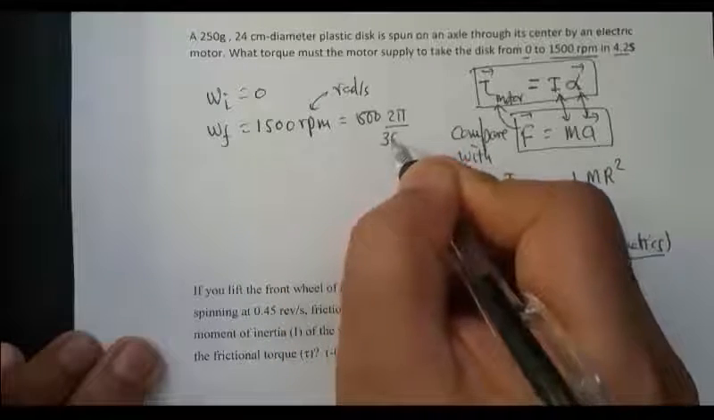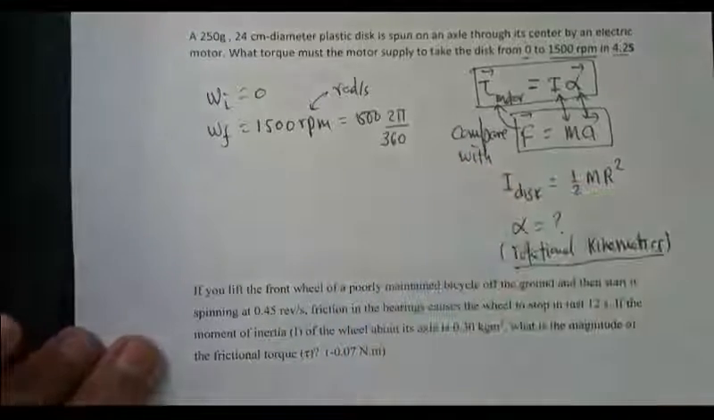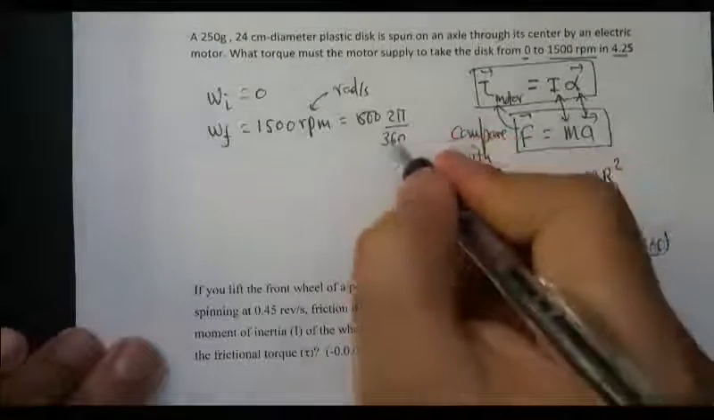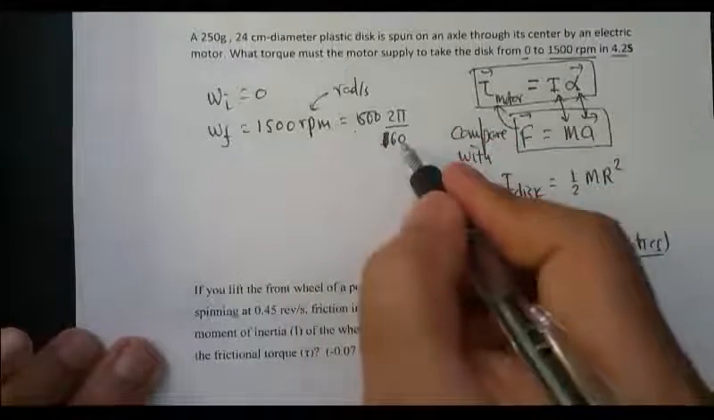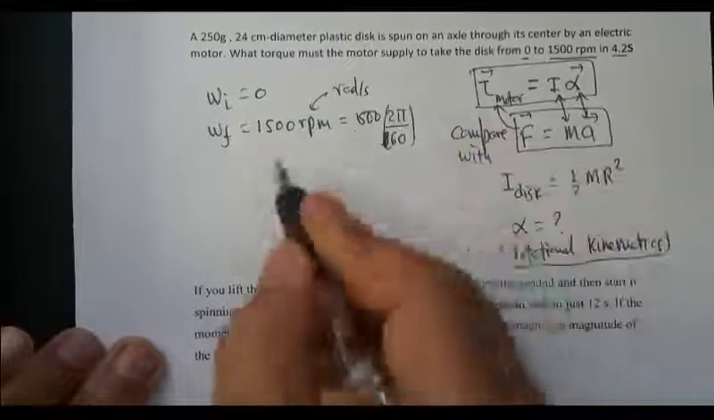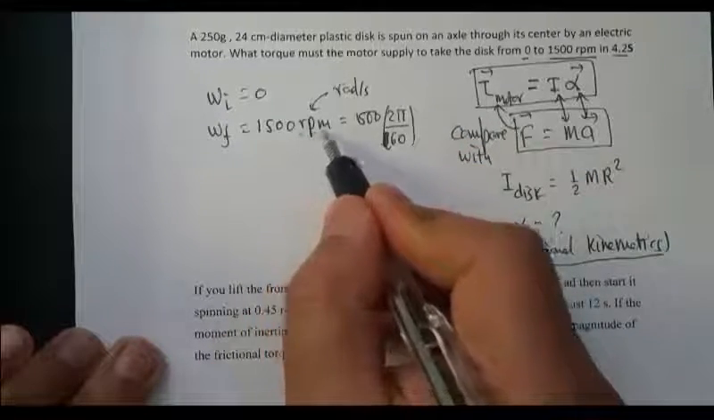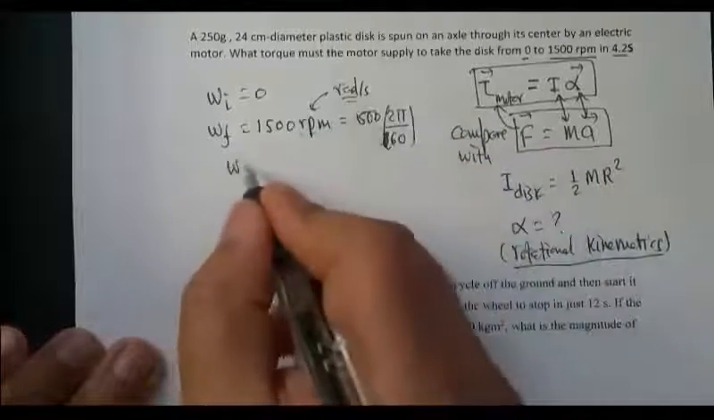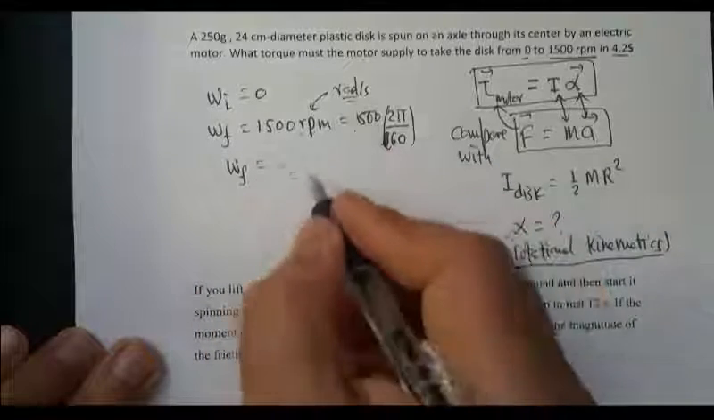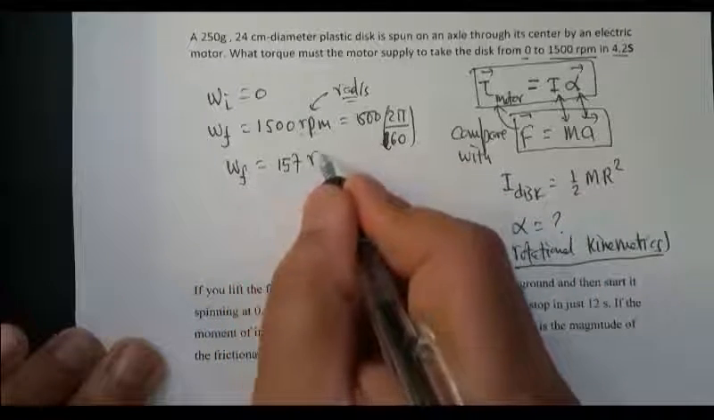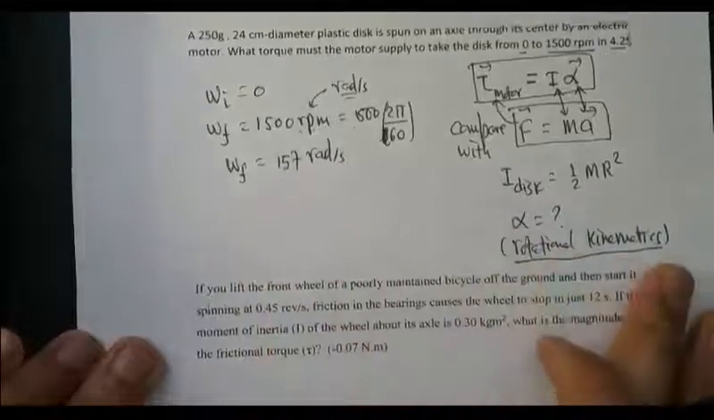divided by 60, because 1 minute has 60 seconds. Sorry, not 360, just 60. So that's how you convert rpm, revolutions per minute, to radians per second. So omega final, if you do this, is going to be 157 radians per second.